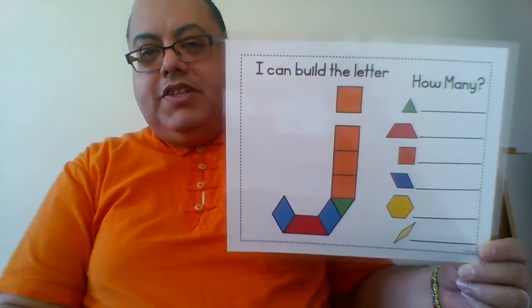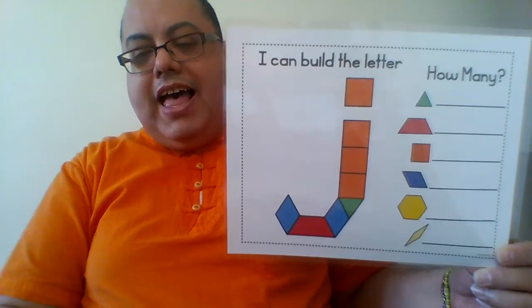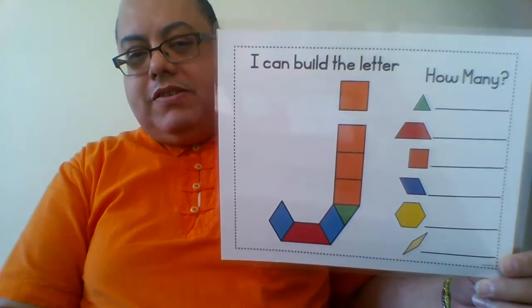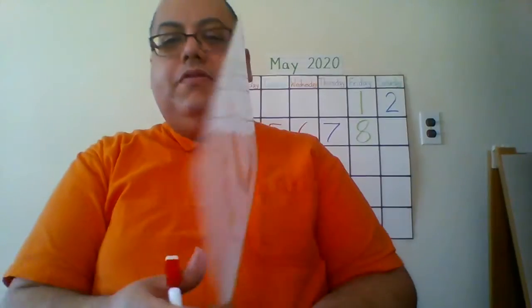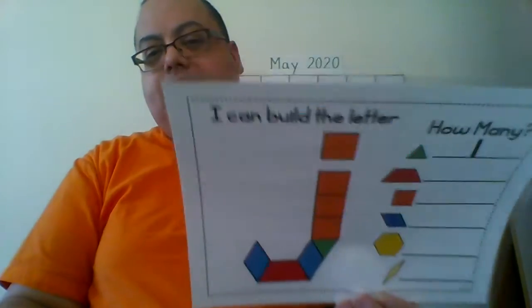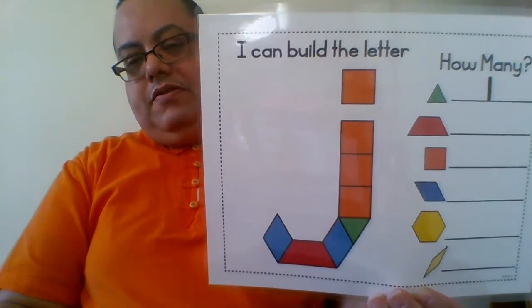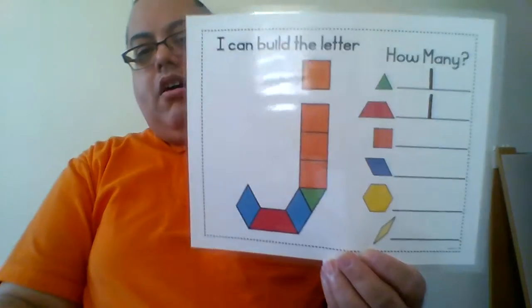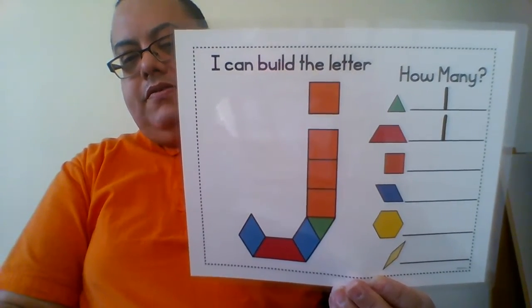J. The letter J. How many green triangles? Good. 1. How many red trapezoids? Good. 1. Down you run and 1 is done. How many orange squares? 4. Down and across and down once more. That's the way to make a 4.